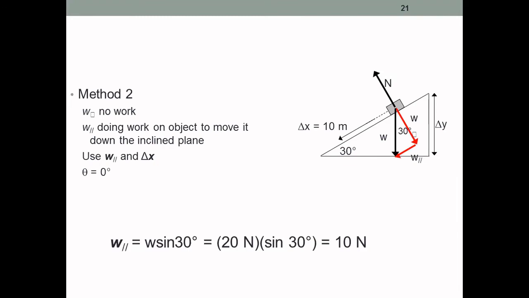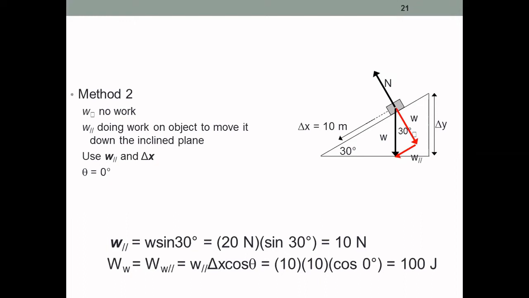Number 2, so we can calculate the work done by a parallel component of weight. So the W parallel, the component of the weight parallel, is 20 sine 30, because this component, which is responsible for the sliding down of an object, is opposite to 30. That's why we have mg sine 30.